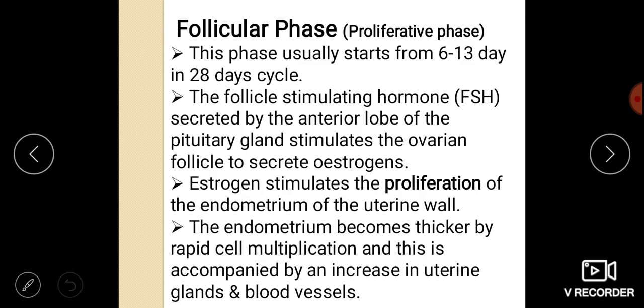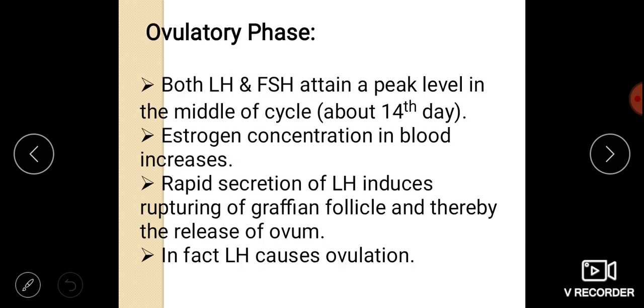Immediately after this phase, the next phase is the follicular phase. During this phase, the growth of the ovarian follicles occurs under the influence of follicle stimulating hormone. In turn, these follicles release estrogen, and this estrogen is responsible for the multiplication, or you can say the proliferation, of the new endometrium lining of the uterus. That's why we also call it the proliferative phase.